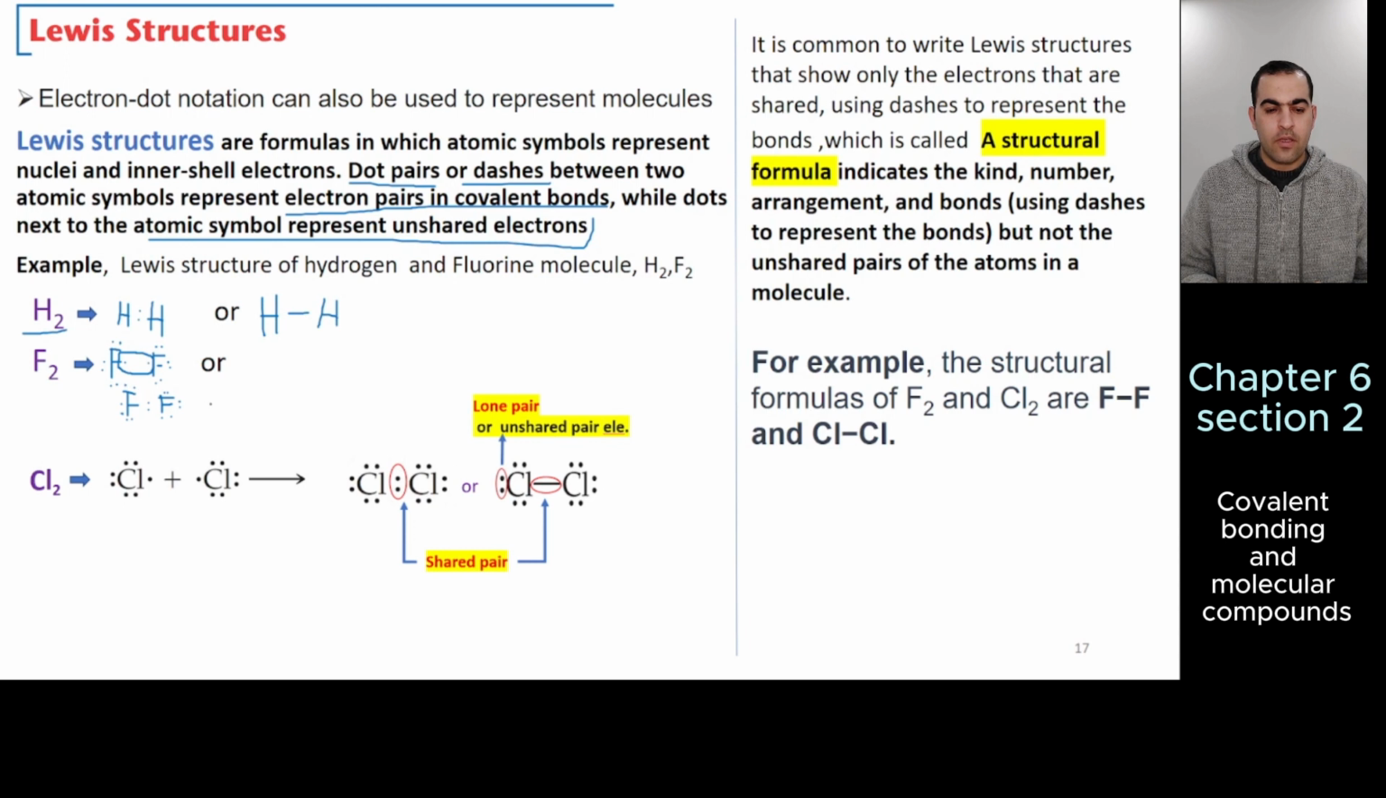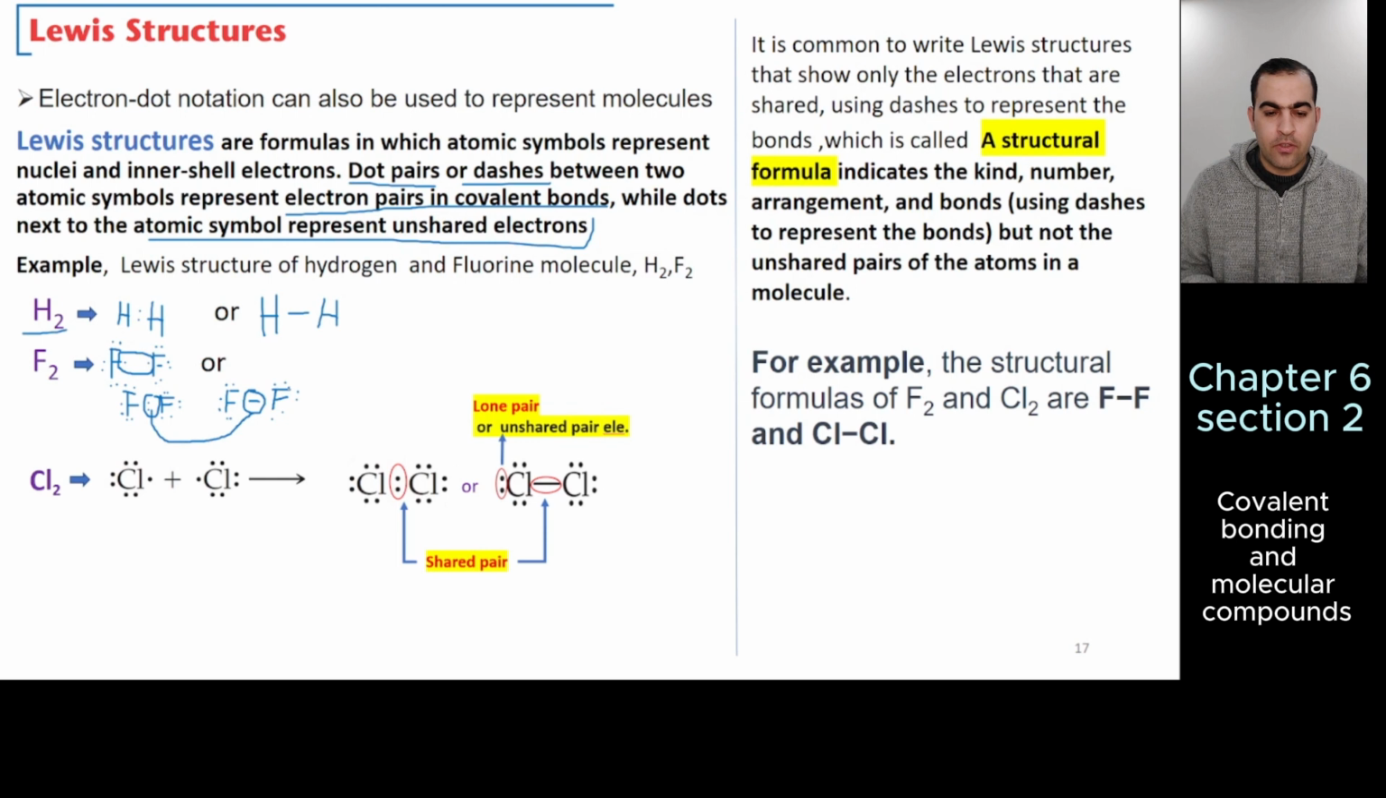Or we can write it like that. For fluorine, instead of these 2 dots, this pair of electrons, we can use a dash. Okay, 1, 2, 3, 4, 5, 6. These are called what? Shared pair electrons.